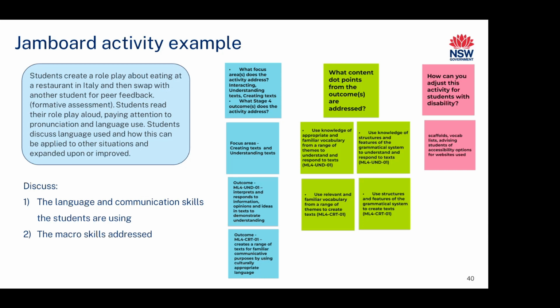Then the next question for your group is on the green sticky note. From the outcome or outcomes your group has identified, discuss and select the most relevant content dot point or points. For this activity, it is the content dot points you see on the green sticky notes, as students are reading and understanding their peers' role play scripts. And students are creating a role play using vocabulary about foods, drinks, adjectives for describing food, likes and dislikes. They are also using grammatical structures such as questions and answers and conjunctions.